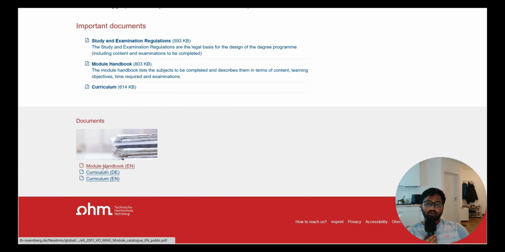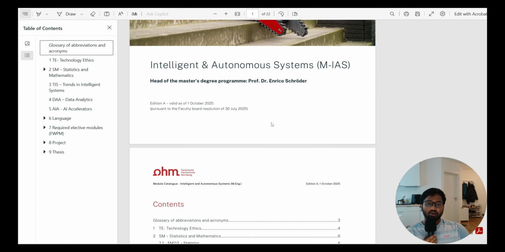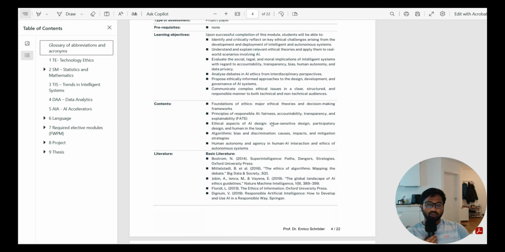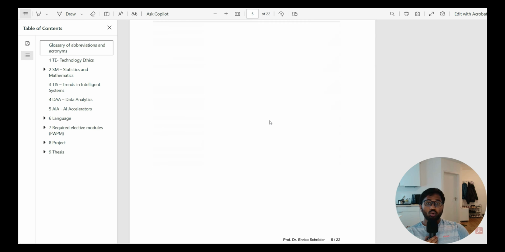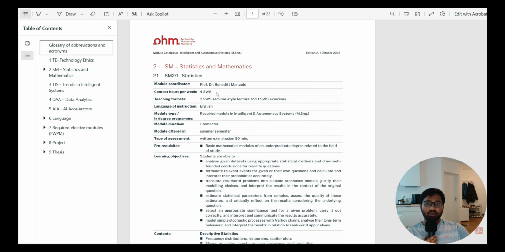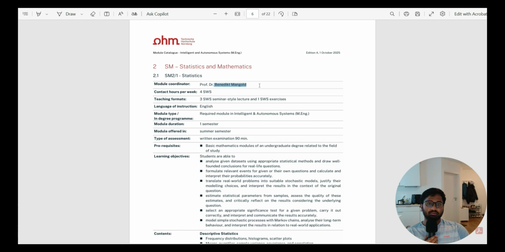module handbook. So you can also generally check this module handbook where they talk about each course, what you will learn, what are the topics that you will cover, who is the person who is teaching, and if you say he is the person who is teaching, Benedict Mangold, you can also look for his name in IEEE Xplore for the published papers that he has published. For sure, if he's a professor, he would have generally for sure published a paper. You can also check there what is his research area, what are his interests.